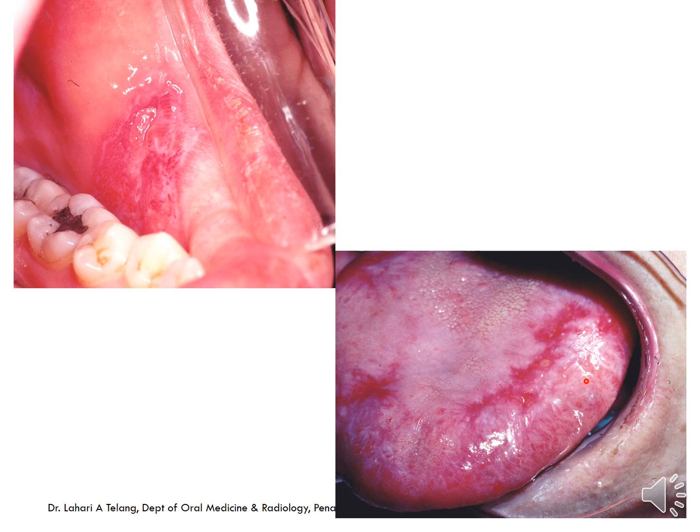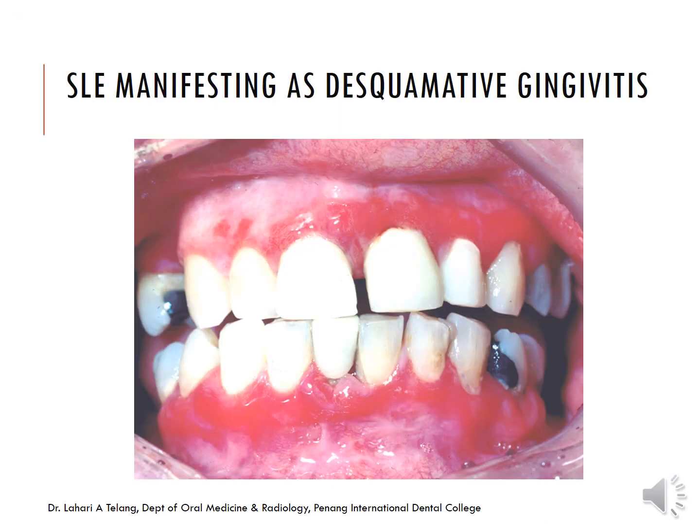Now looking at this particular case, you can see both sides of the tongue, bilateral, and it is very difficult to tell whether this looks like erythematous lichen planus or DLE. And that's the point I was trying to get to earlier.